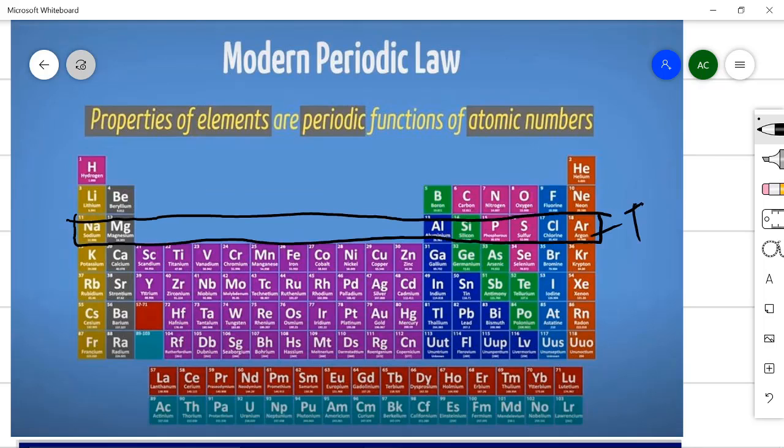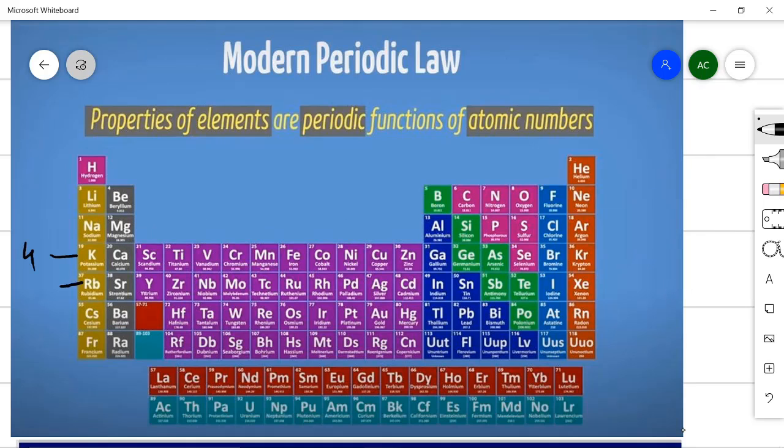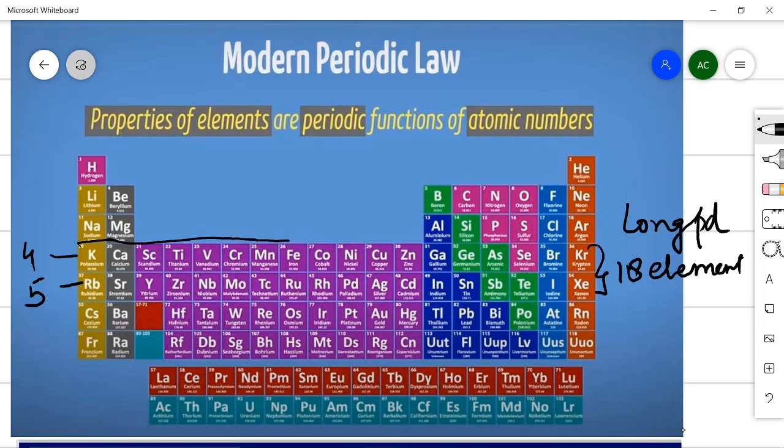Then this is the third period. The third period also has a similar number of elements, that is 8 elements are present in the second and third period, and the atomic number starts from 11, that is sodium, to 18, that is argon. So the fourth and fifth periods both have 18 elements, and they are known as long periods. Okay, this is fourth and this is fifth.